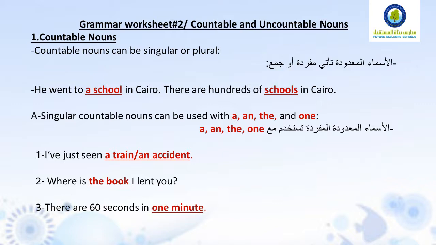So the summary for this page, that we have countable nouns and uncountable. We started with the countable. We said that for the countable nouns, it can be singular and plural. We started with the singular, and we said that we can identify the singular using a or an or the or one. Now, the countable noun should be counted, or we can count it. Because of that, we say countable, like book, like table, like boy, girl, school, door.